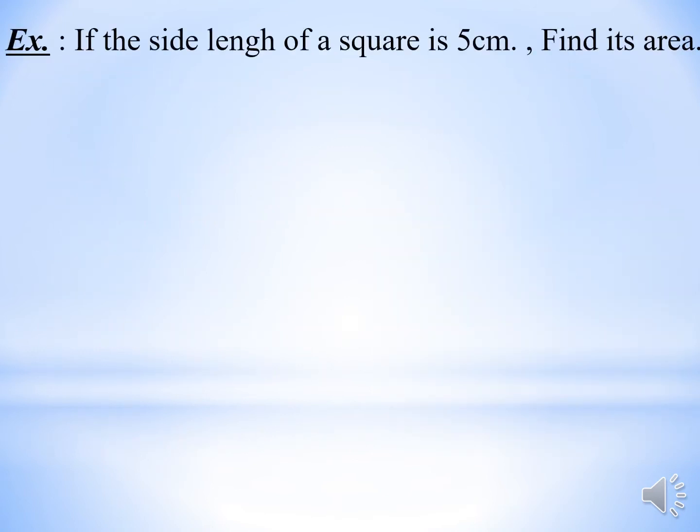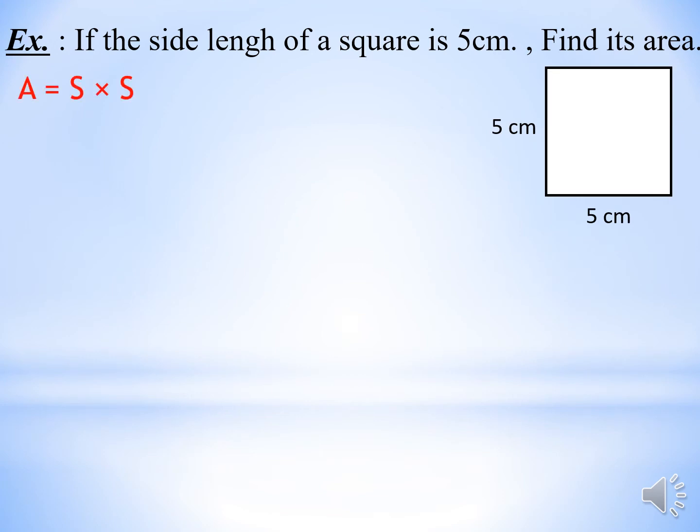Example, if the side length of the square is 5 centimeter, find its area. So I have a square and its side is 5 centimeter. The area is equal to side times side. So the area is 5 times 5. 5 times 5 equals 25 centimeter squared. So I got the area of this square.